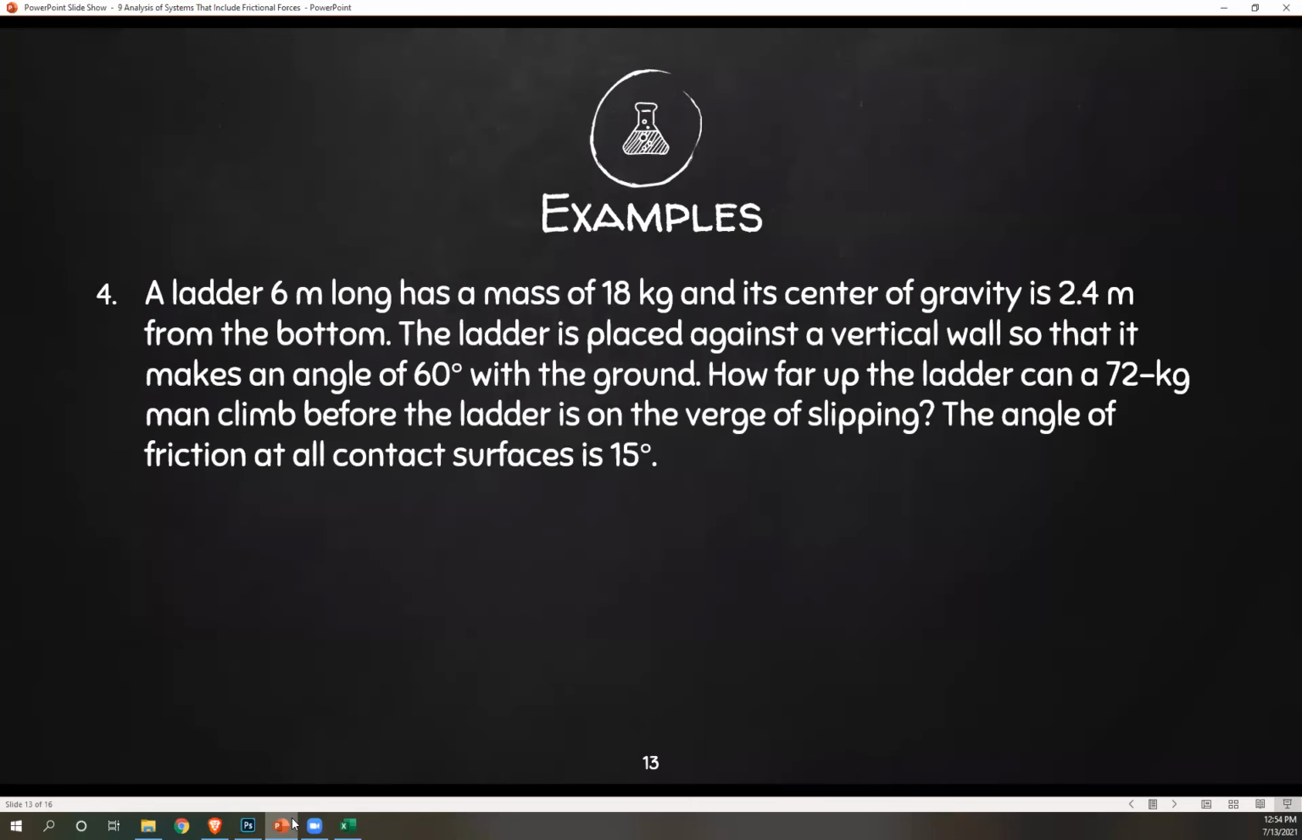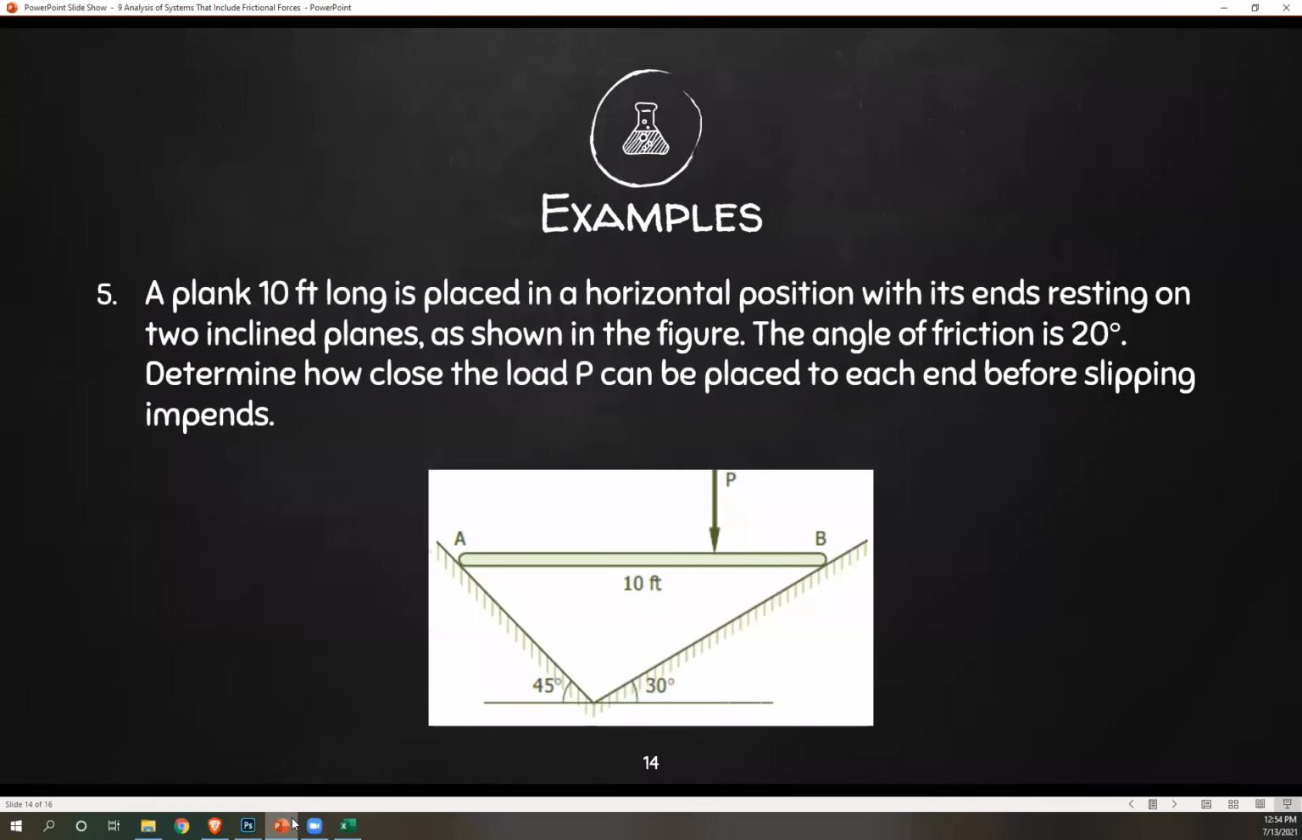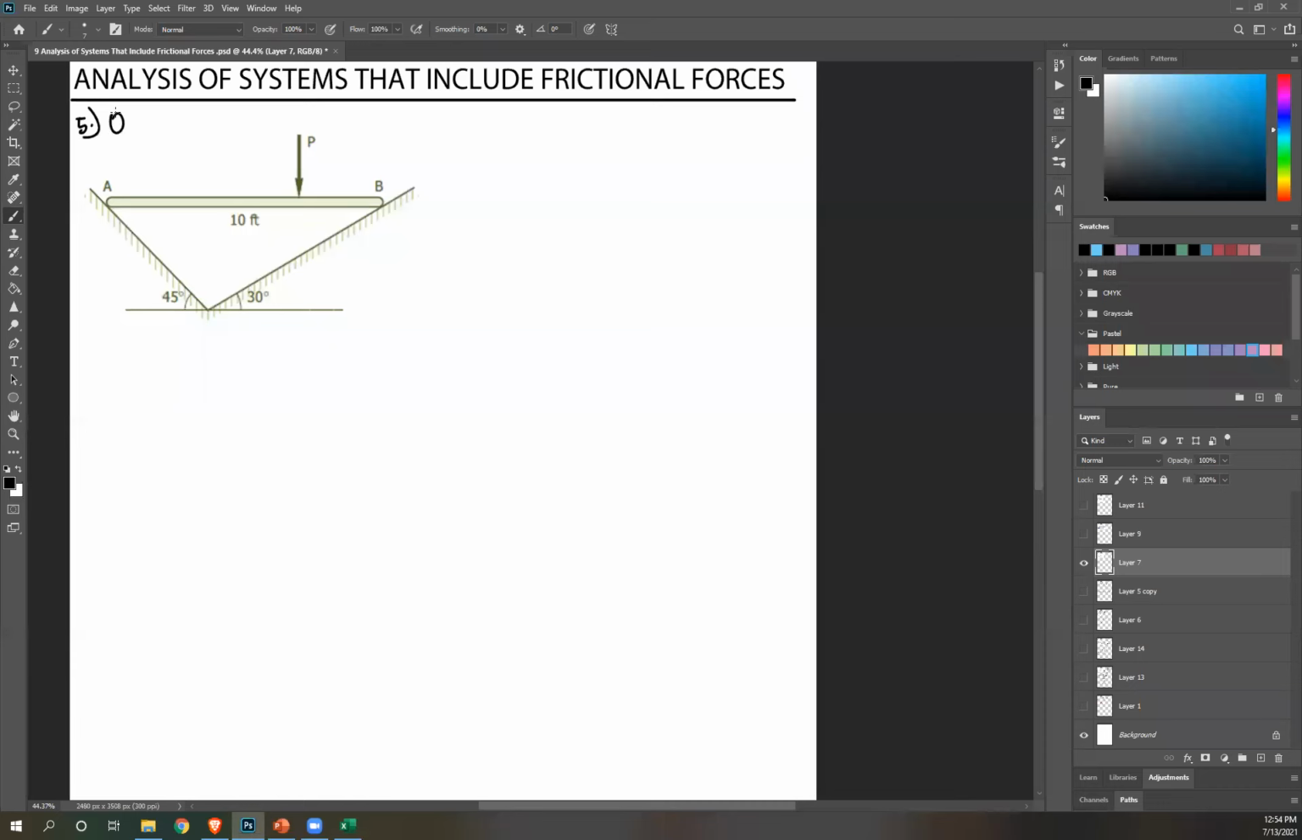Okay, 5. A plank 10 feet long is placed in a horizontal position with its ends resting on 2 inclined planes as shown in the figure. The angle of friction is 20 degrees. Determine how close the P can be placed to each end before slipping ends. Okay, P, 20 degrees. So before slipping ends, what does that mean? Again, that means before motion. So that means our system is still in equilibrium, so equilibrium equations apply.